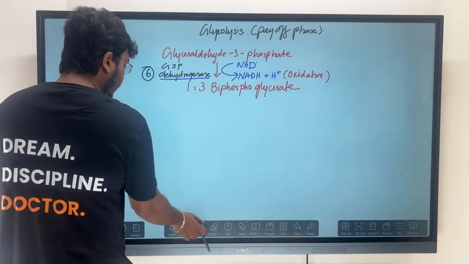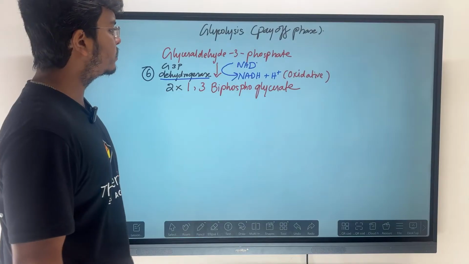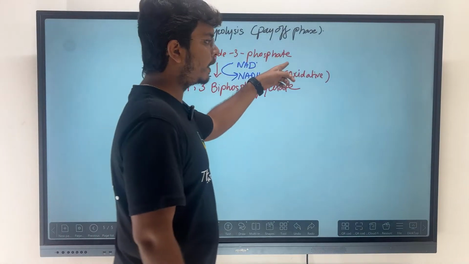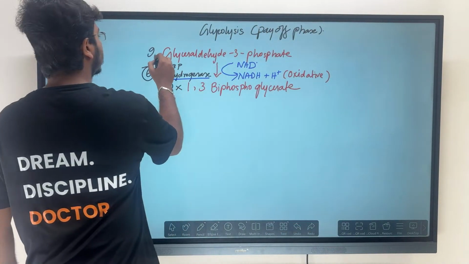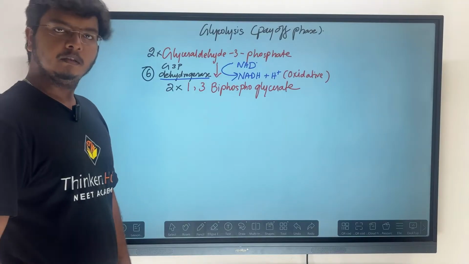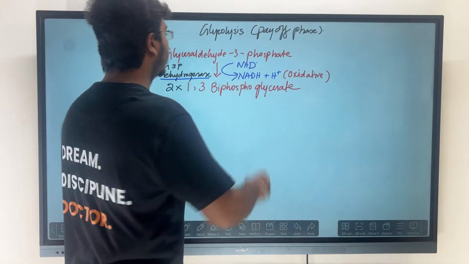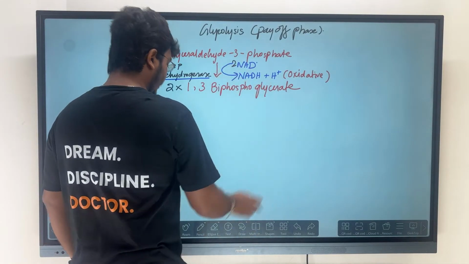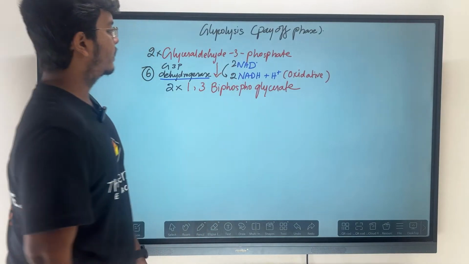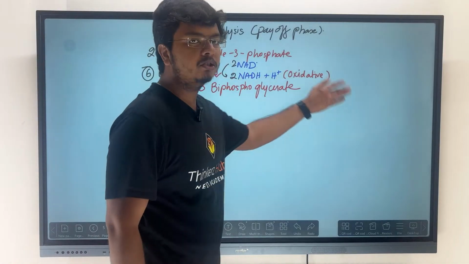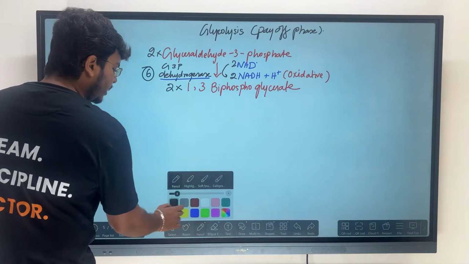One more thing here, everything is going to be considered as 2 times. Why is it twice? Because we know glyceraldehyde 3 phosphate is an isomer of dihydroxyacetone phosphate, right? So here we consider this also as 2 molecules. Whatever happens here, everything is considered as twice. So 2 NAD is going to get converted into 2 NADH plus H plus. How many NADH2 have we received? We have received 2 NADH2.